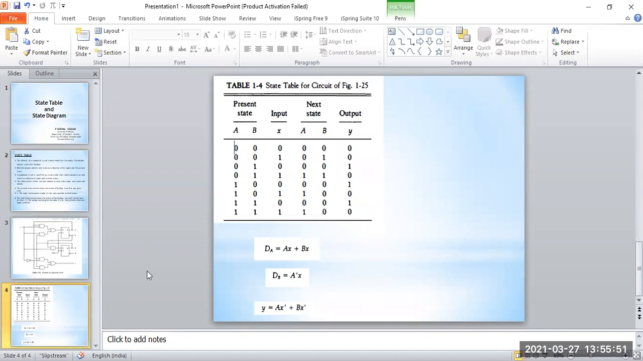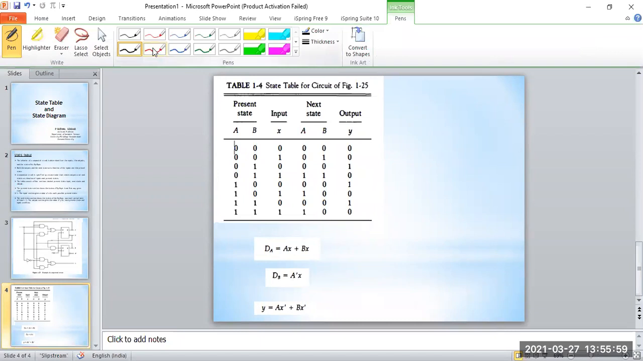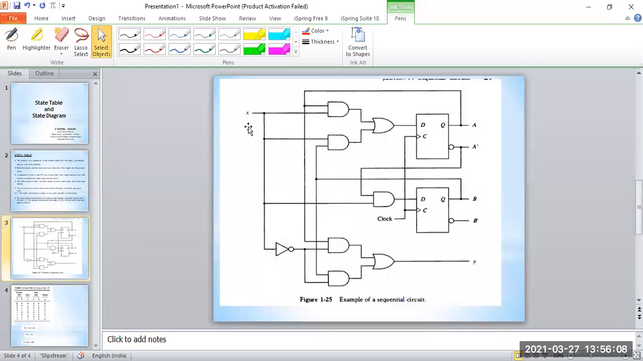All right, let me use a pen here. I hope you understood this part.